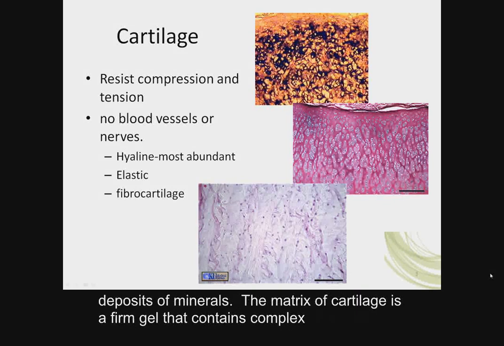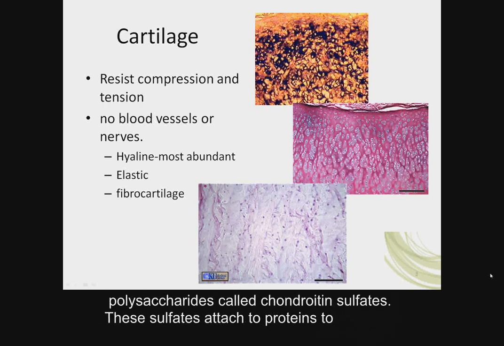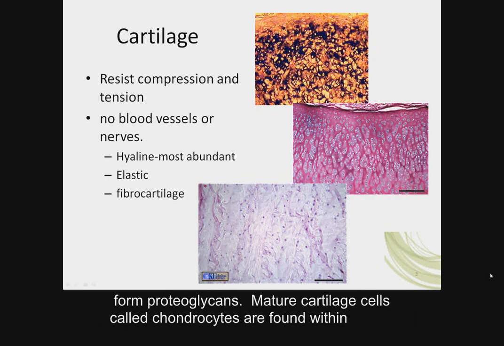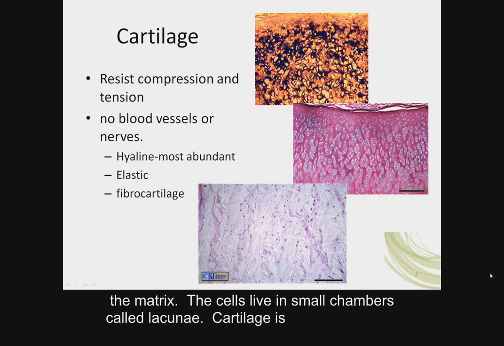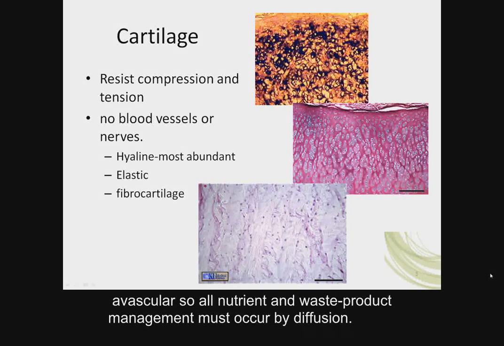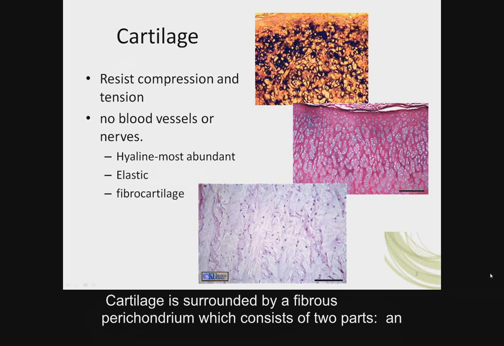The matrix of cartilage is a firm gel that contains complex polysaccharides called chondroitin sulfates. These sulfates attach to proteins to form proteoglycans. Mature cartilage cells called chondrocytes are found within the matrix. The cells live in small chambers called lacunae. Cartilage is avascular, so all nutrient and waste product management must occur by diffusion.